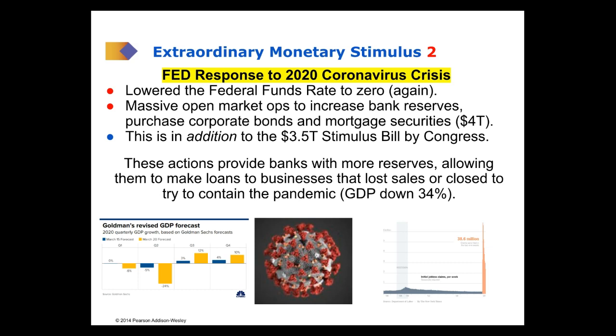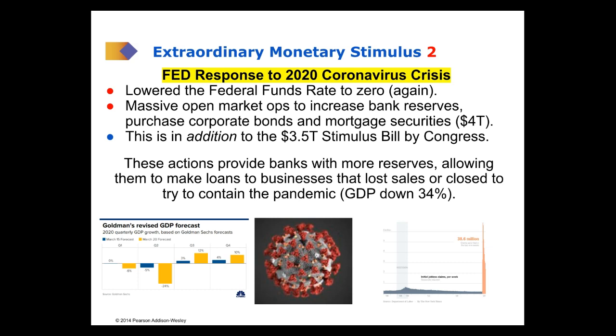People were laid off. The GDP shrank by 35% in the first quarter. So what happened? Well, the Fed lowered the federal funds rate to zero again. They conducted massive open market operations to purchase corporate bonds and mortgage securities, in this case, $4 trillion, so even more than they did in 2008 in the financial crisis.